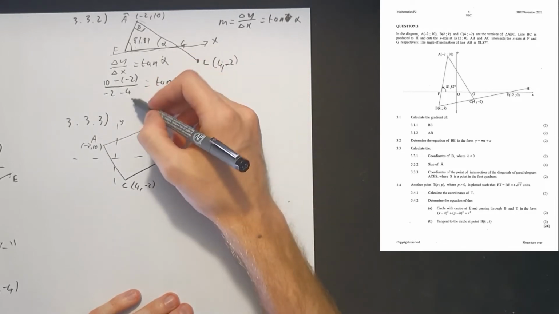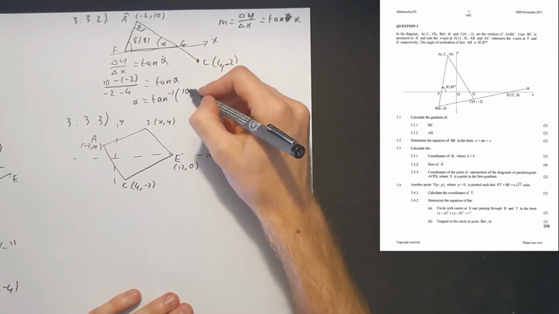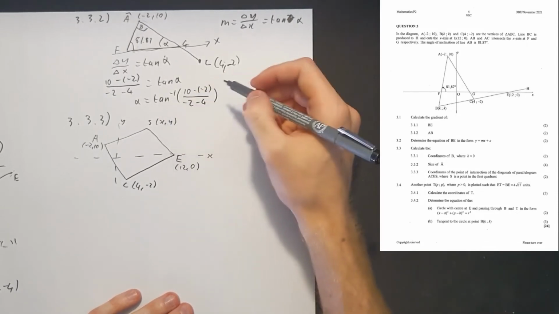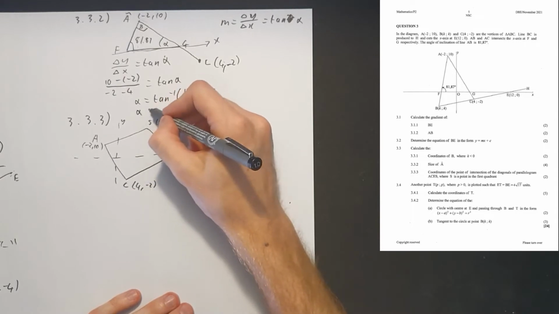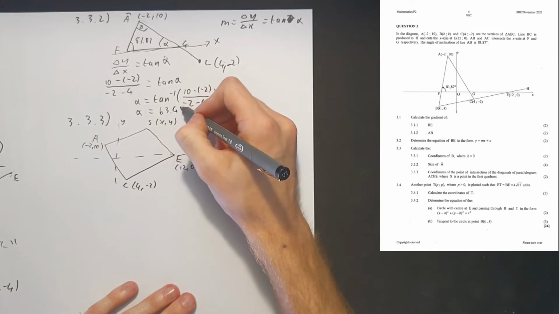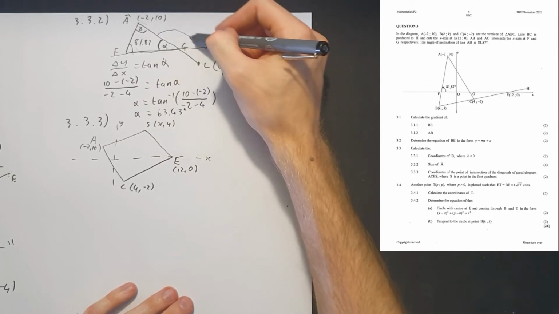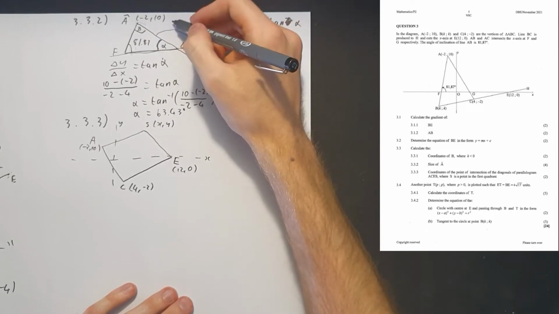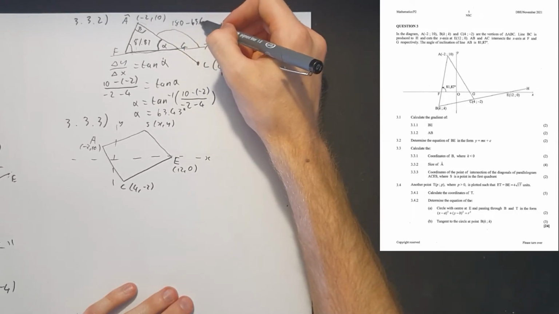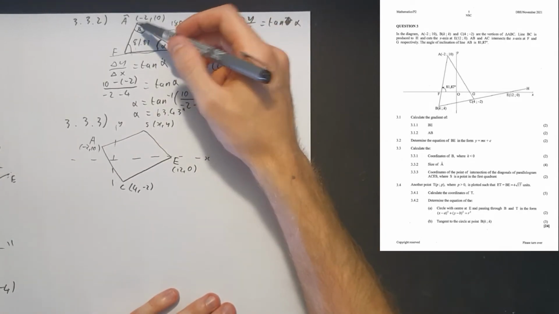To get alpha alone, we're going to say alpha equals tan^-1 of that whole fraction, 10 minus -2 all over -2 minus 4. And that's going to give you an answer for alpha of 63.43 degrees. Note that this is the angle for alpha, not this outer angle over here. If you wanted that outer angle, you would have to do angles on a straight line, which means 180 minus 63.43.